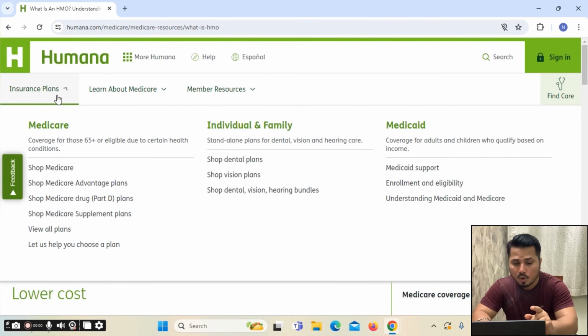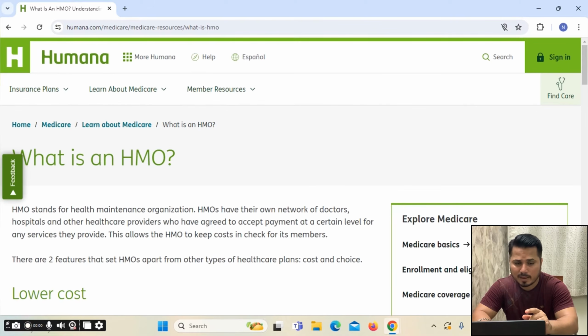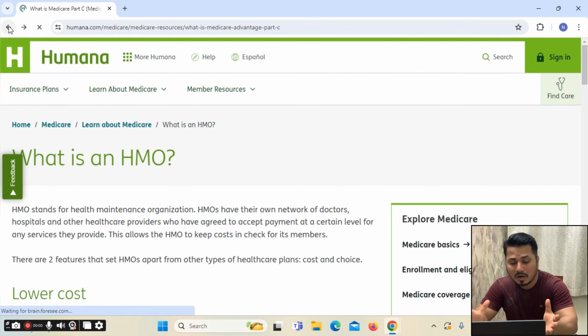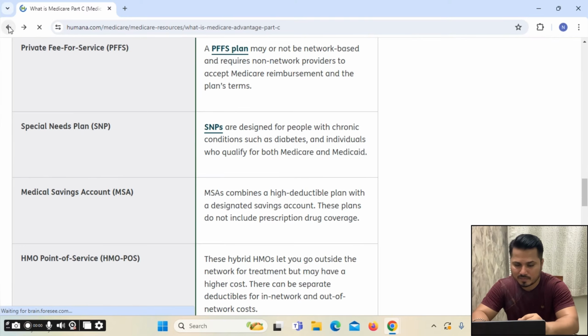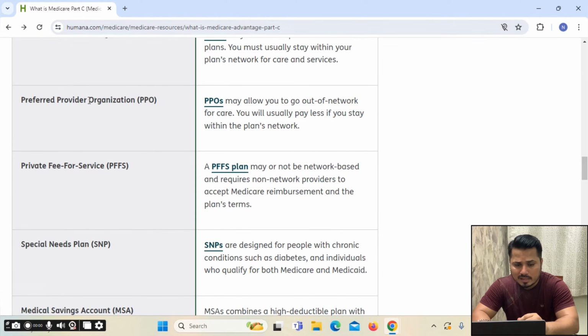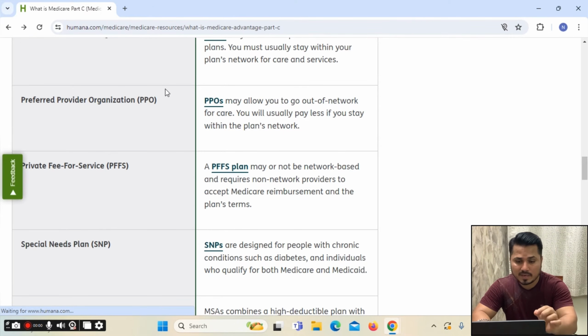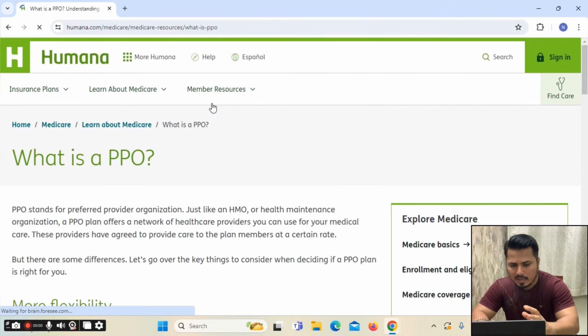So now we know what an HMO plan is and what the advantages, benefits, and everything are. Now, the second plan is Preferred Provider Organization, which is also called PPO plans. Let's have a quick look and understand PPO in detail. Let's click here on PPOs.